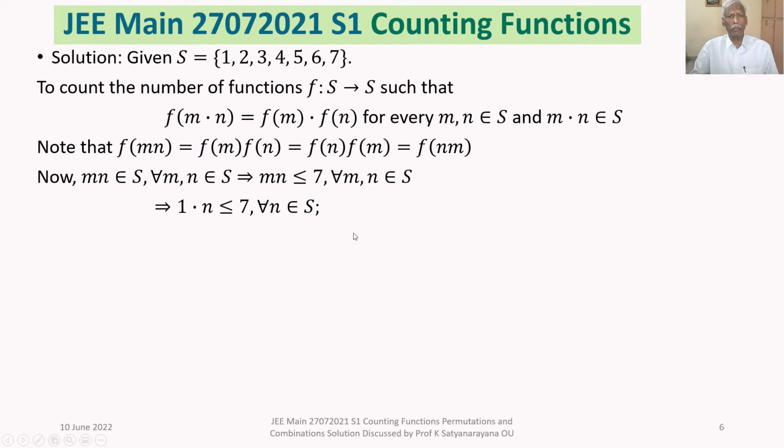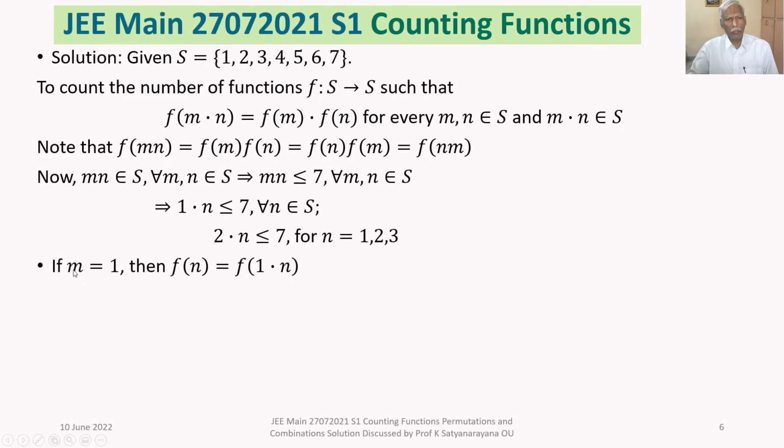Suppose we take m equal to 2. Then 2 into n is less than or equal to 7 only for those n for which n is equal to 1, 2, 3. 2 into 1 is 2, less than 7; 2 into 2 is 4, less than or equal to 7; 2 into 3 is 6, less than or equal to 7; and 2 into 4 is 8, which is not less than or equal to 7. So from there onwards, nothing will work. So these are the ordered pairs 1 comma n, 2 comma n, for which this second condition is valid.